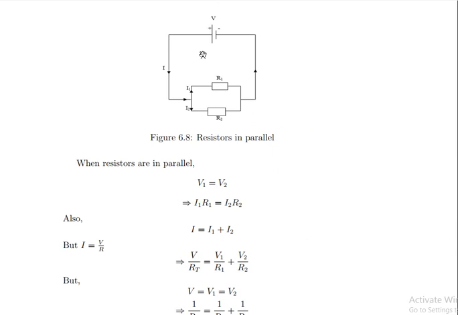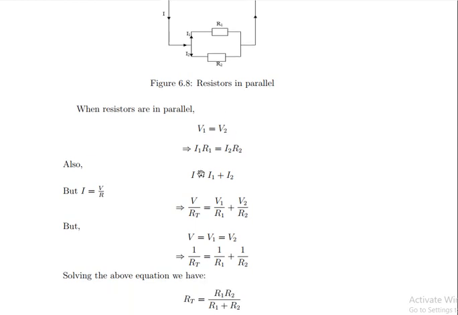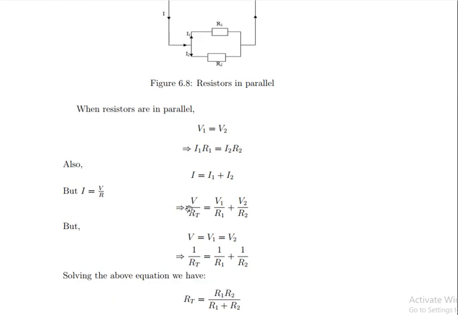Now, in the case where you have resistors in parallel, as shown here, the voltage drop on this one is equal to the voltage drop on this one, so V1 is equal to V2. We also need to note that the current here is going to split into two parts, I1 and I2. We need to know that I is equal to V all over R. So V all over R total is equal to V1 all over R1 plus V2 all over R2.